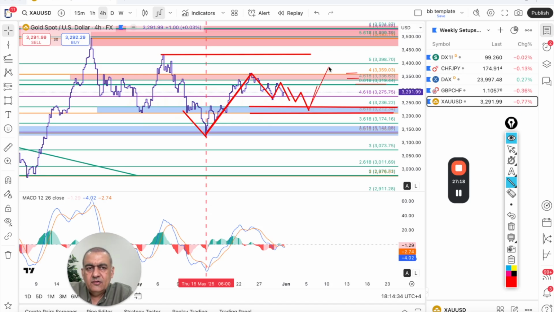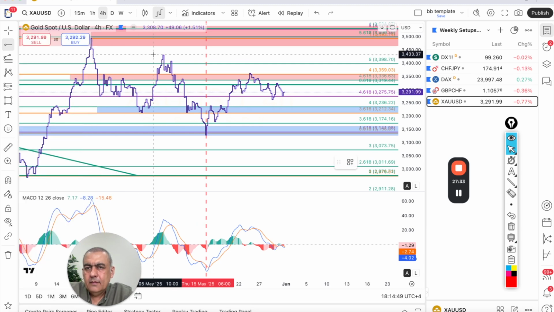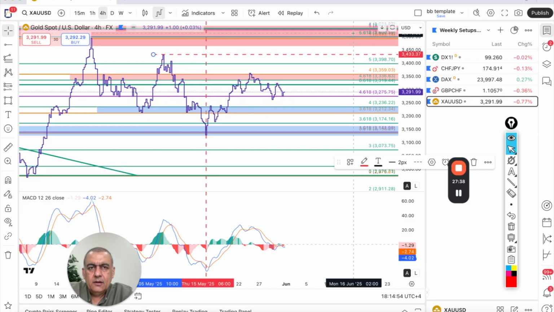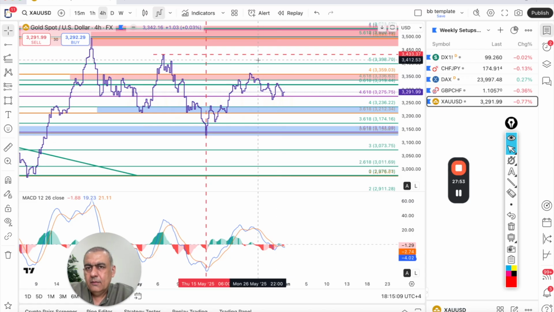If it breaks above 3359 decisively, then the next target would be 3400, and until it breaks above this high, the dotted line, which is 3433, I will not expect a new high to be created. Though on the higher time frame, the pattern is ultra bullish. So I'll be trading gold cautiously. The higher time frame is decisively bullish, but the lower time frame is a mixed bag.